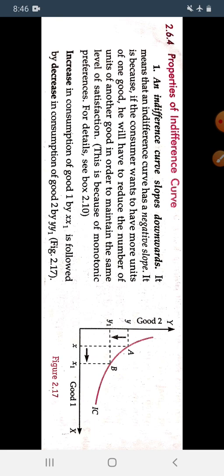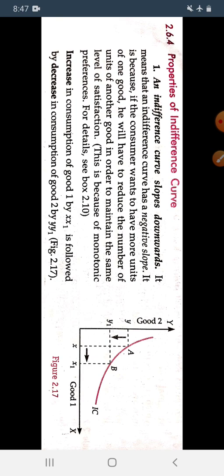When the consumer sacrifices some units of good one, he has to gain some additional successive units of good two. For that, there will be no change in the satisfaction of the consumer. The consumer gains the same level of satisfaction whenever he is sacrificing, because when he sacrifices something, he is also gaining something, so the satisfaction remains the same. There will be no change.